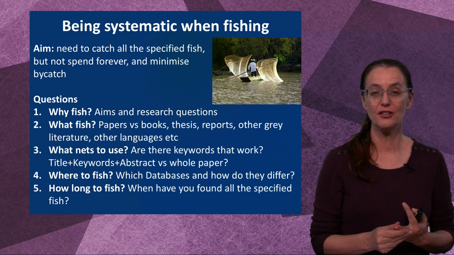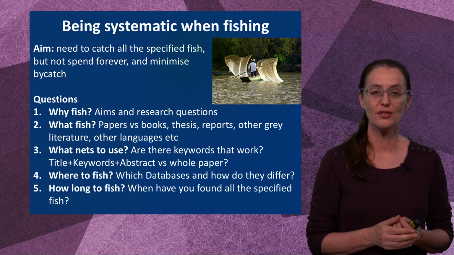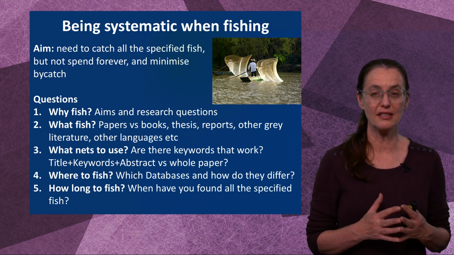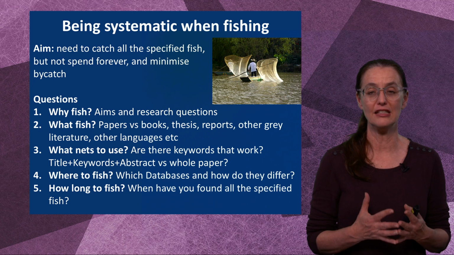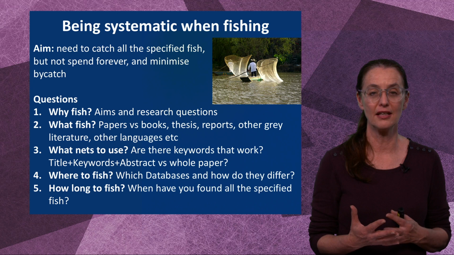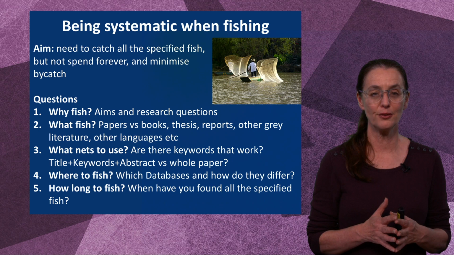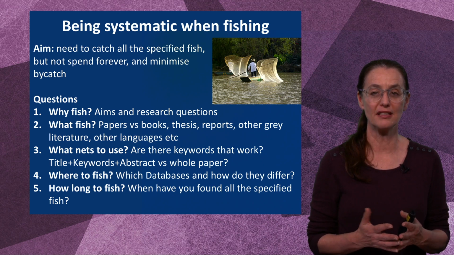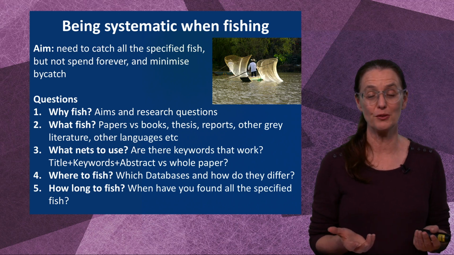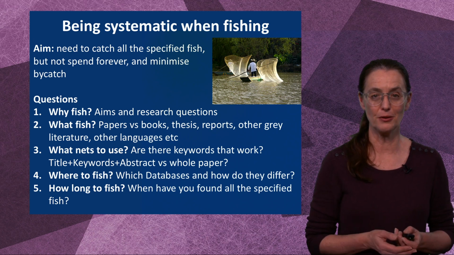Are you going to use books, theses, reports, other grey literature, other languages? Then also, what nets to use? Are there keywords that work? Now, for some disciplines and some topics within disciplines, there are really easy to use keywords, but in some others, it's going to be more challenging to work out those keywords. And what are you going to search? Titles, keywords, abstracts, the whole paper? Then the question is where to fish, which databases and how do they differ? And then finally, how long to fish? When have you found all the specified fish? When can you stop searching? So we're going to go through and answer each of these questions step by step.